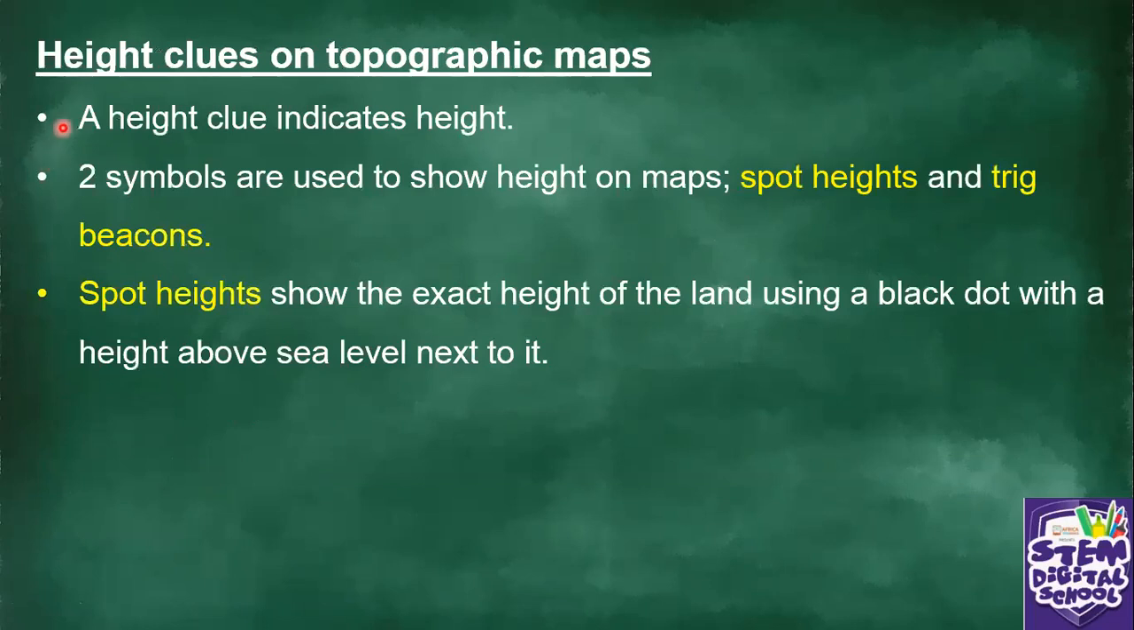And then we go to height clues on topographic maps. Remember, height is also shown for different features on the map. A height clue indicates height. Two symbols are used to show height on maps. Number one, spot heights, and then trig beacons. Spot heights show the exact height of the land using a black dot with a height above sea level next to it. So I'll show you in the next slide what we mean. So we're going to look at spot heights, and then we look at trig beacons. So always remember, two symbols are used to show height on maps. All right.